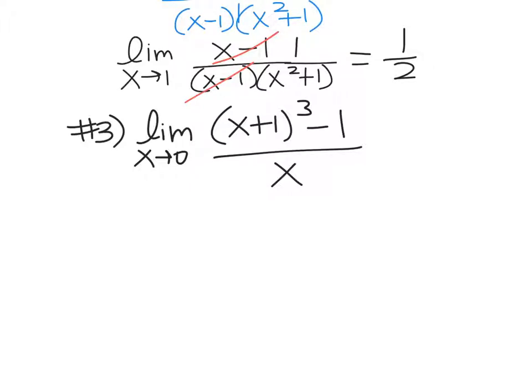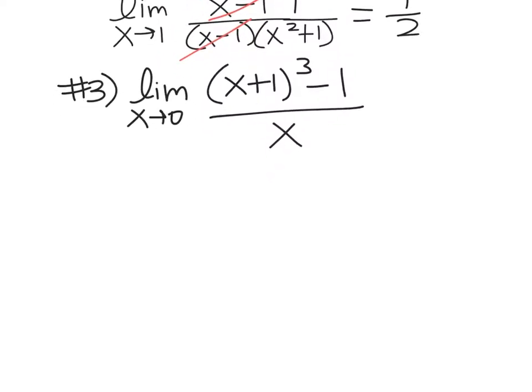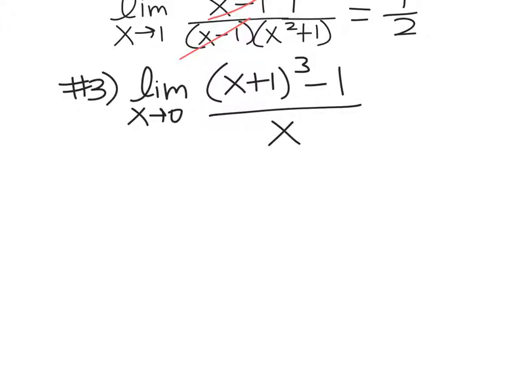All right, so what we're going to do is if you were to plug in 0 once again, you would get 0 over 0. So let's take the top, and we're going to FOIL out x plus 1 cubed. Do you remember how to do that using the binomial expansion theorem? Yeah? Okay.